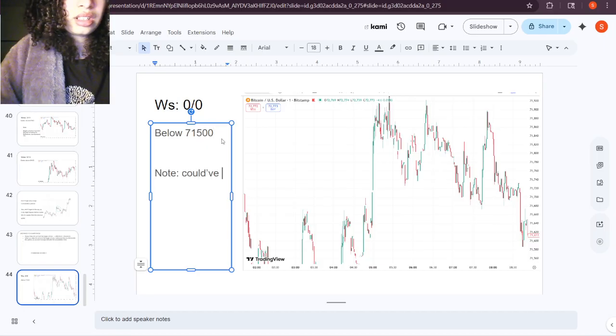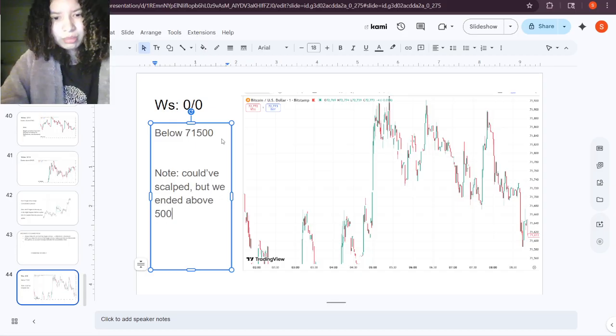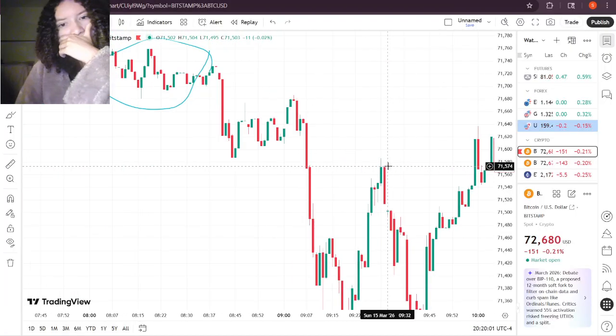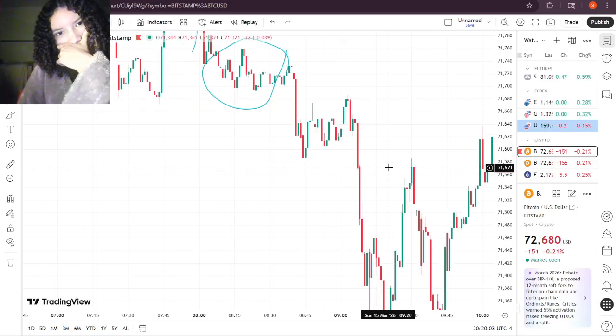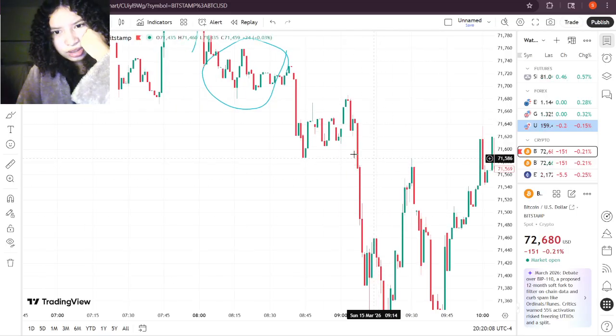Note, could have scalped, but we ended above 500. So it is winnable if I were to cash out early, because this steep drop would convince anyone. That would be when to sell.